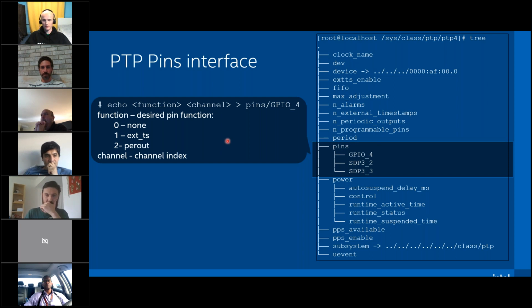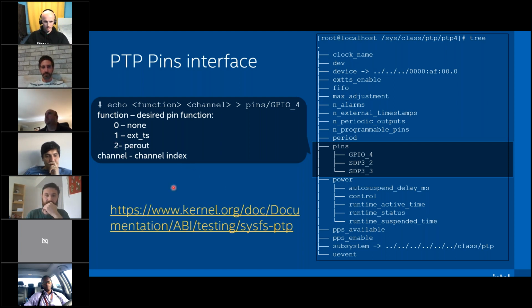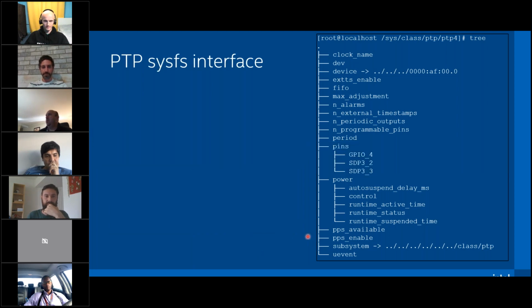Those pins are configured by echoing the function followed by the channel into this file. The functions can be 0 for no function, 1 for external time source, which is the input, and 2 for periodic output, which is the output. More details on that can be found in the documentation.